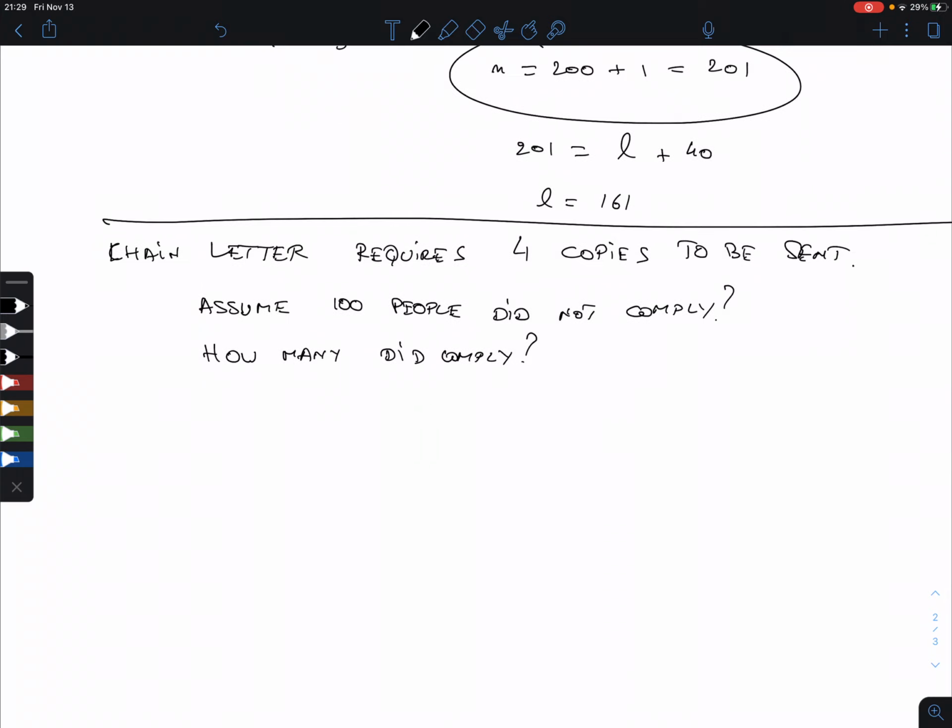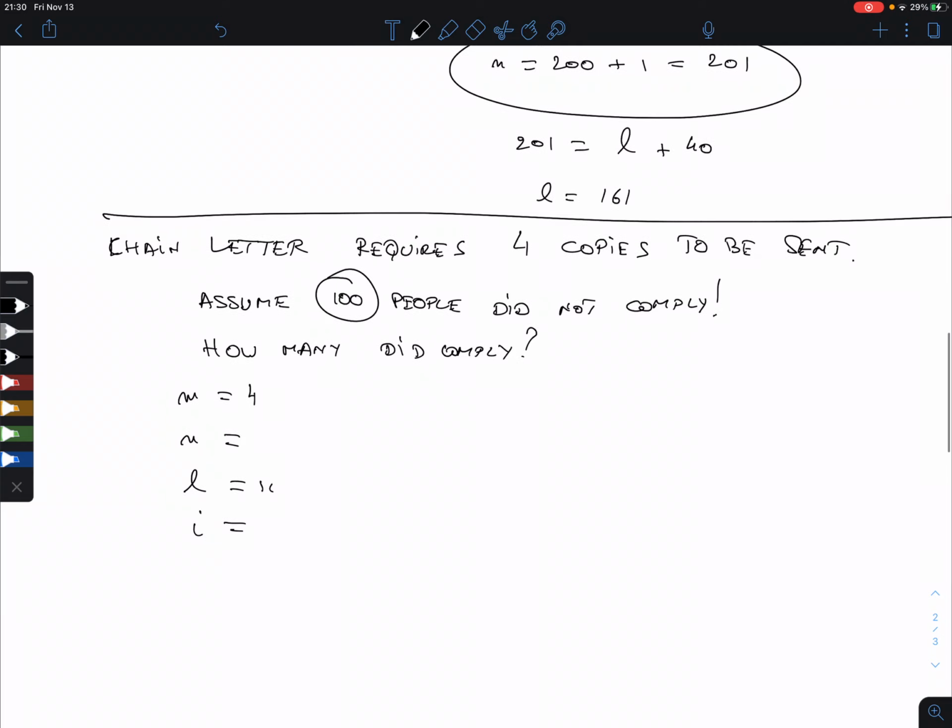So again, let's write all the quantities. m, that is 4, n, L, and I. Let's see, what do we know? The 100: the people that did not comply are the leaves. So I know what this is. What is this asking? How many did comply? That's the ones that did send letters. That is I. So we need to know I. Okay, I write down my two formulas again. n is L plus I. The number of vertices: every vertex is either a leaf or an internal vertex. But the way the formula is, it is this one.